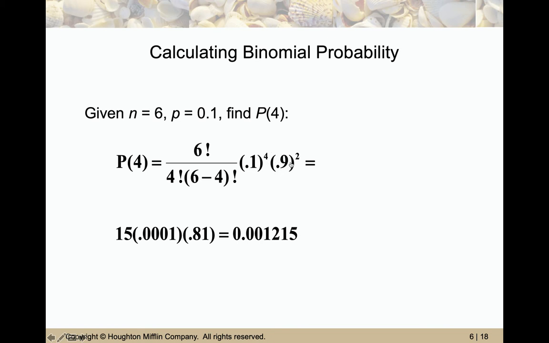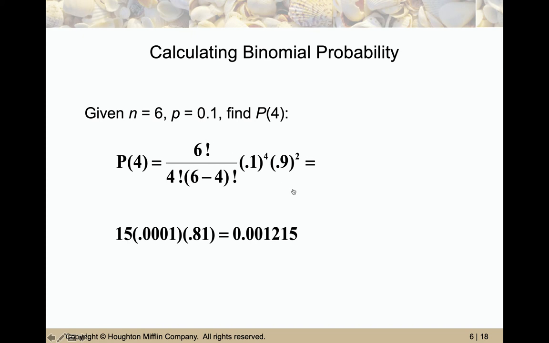And then where did we get the 0.9? Remember, this is Q. It's the probability of failure. It's just 1 minus whatever P is. So 0.9. If there's 4 successes out of 6 trials, that means there's 2 failures, because 6 minus 4 is 2.